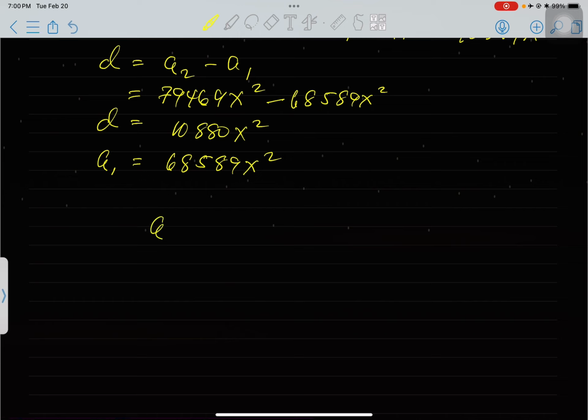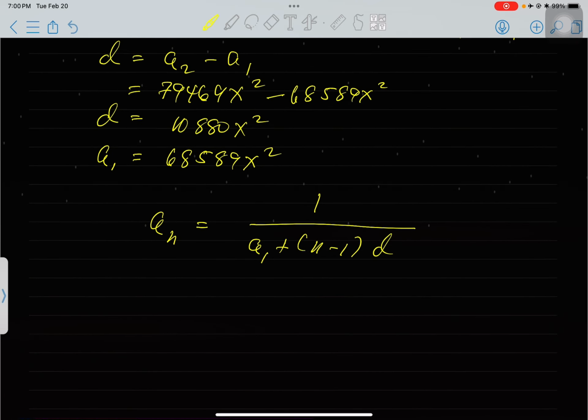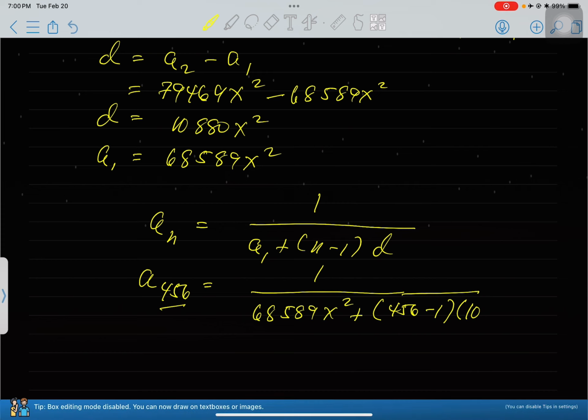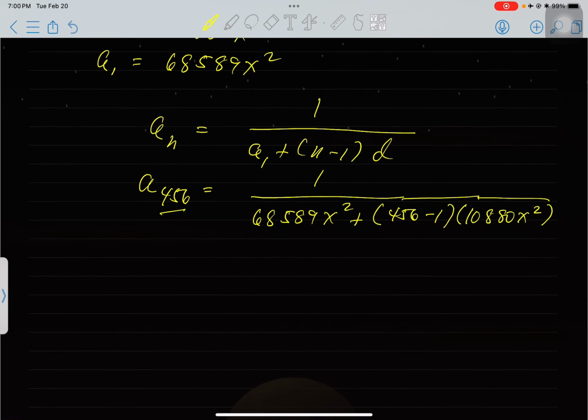Then by following our formula, we're just going to plug in these values to our harmonic sequence formula. We have a sub n is equal to 1 all over a sub 1 plus n minus 1 multiplied by d. Since we are asked to find out the 456th term, that will serve as our n. We have now a sub 456 is equal to 1 all over our a sub 1. We have 68,589 x squared plus our n is 456 minus 1 times our d, which is equal to 10,880 x squared.